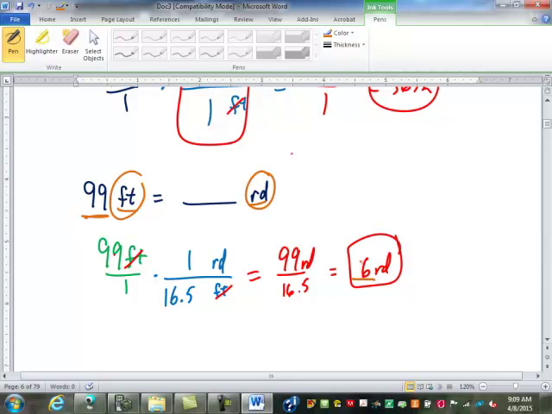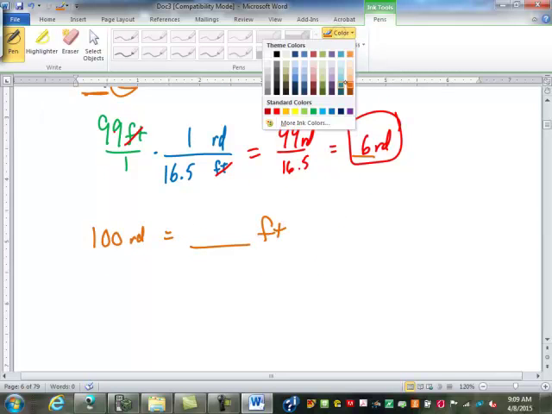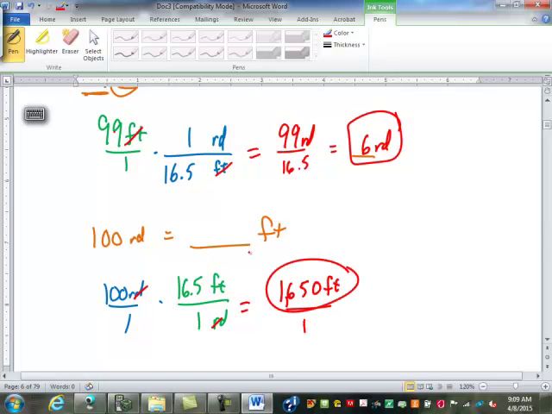So 100 rods is how many feet? So we've got 100 rods converted into feet. Do the same thing. 100 rods over 1. We're going to put rods on bottom now so they cross cancel out. Feet on top. 1 rod, 16.5 feet. Rods cross cancel. 100 times 16.5 feet is 165. Oops, sorry. 1,650 feet over 1, so it's just 1,650 feet.